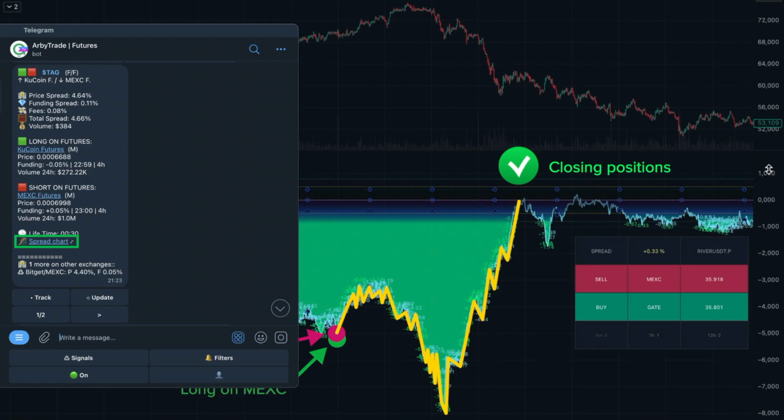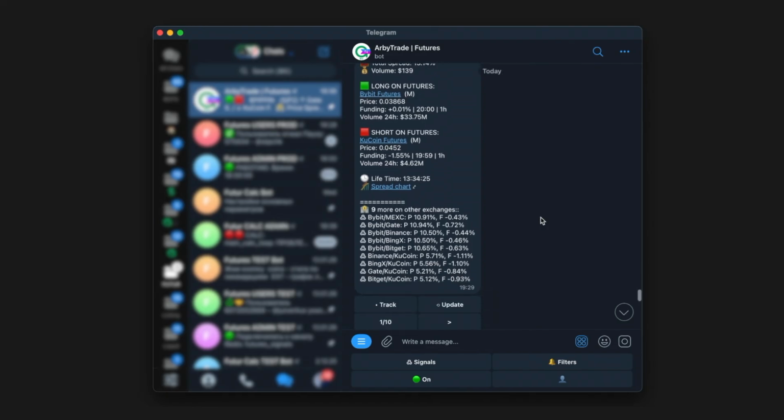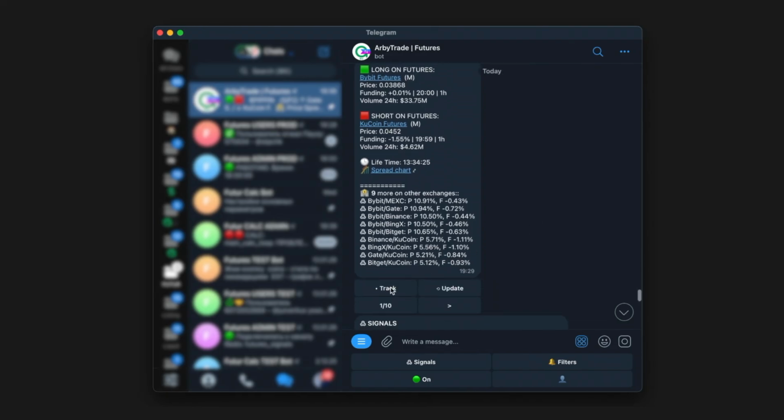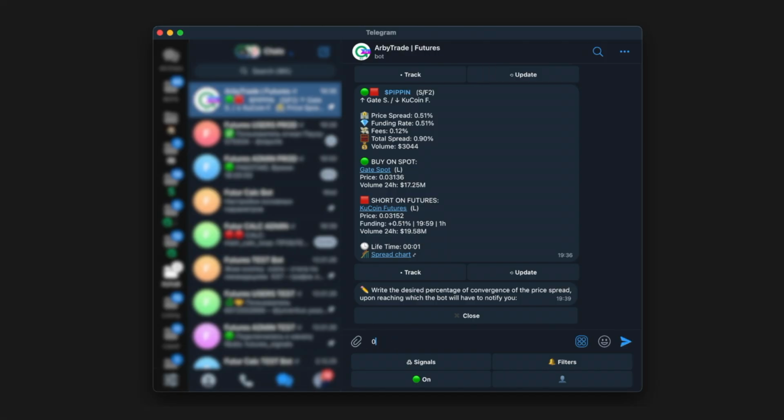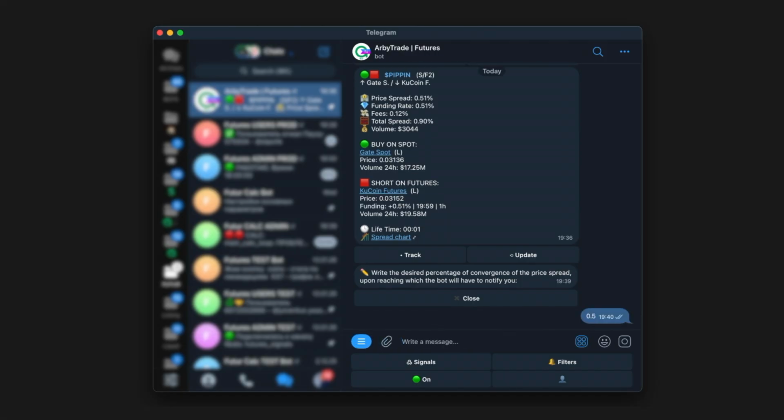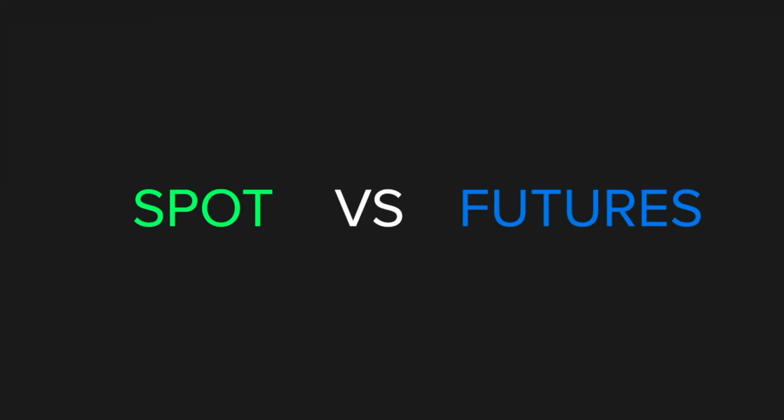You can open the spread chart link directly from the bot or use our indicator. You don't have to monitor the chart yourself. In the message with the signal, you can press the track button, set the desired convergence percentage, and the bot will send you a notification when the prices converge to the specified level and the positions can be closed.